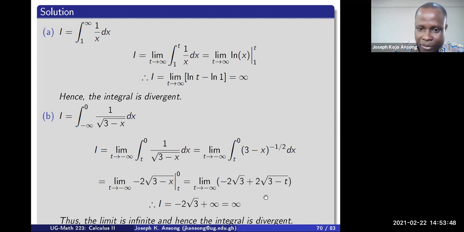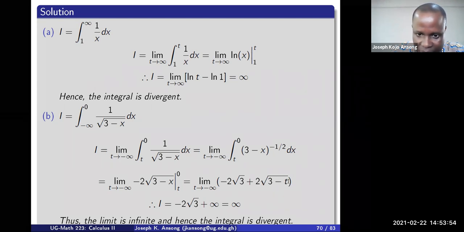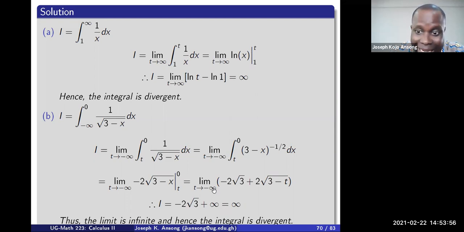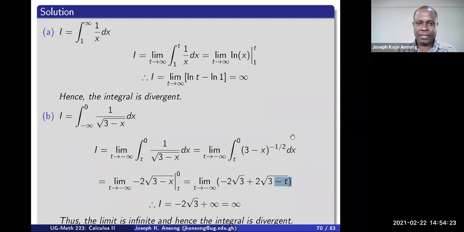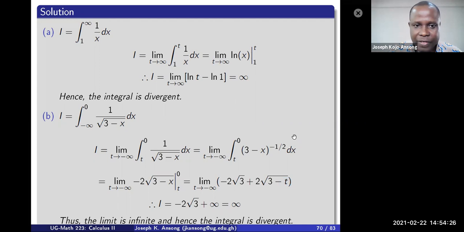Okay. So what happens as t goes to negative infinity? This is a negative big number, so this becomes positive, but positively big. This is massive. Which means that I'm going to have something like negative 2 root 3 plus positive infinity, and this is just infinity. So as t goes to negative infinity, this expression goes to infinity, which means that the limit is infinite, and hence the integral is divergent. Okay? So both of these integrals are divergent from what we just did.